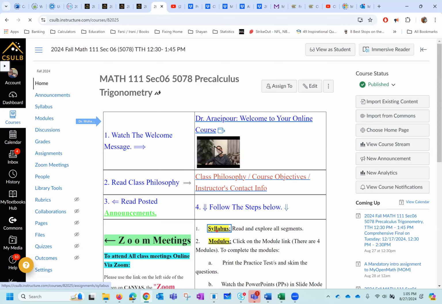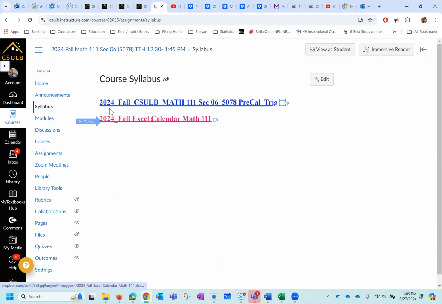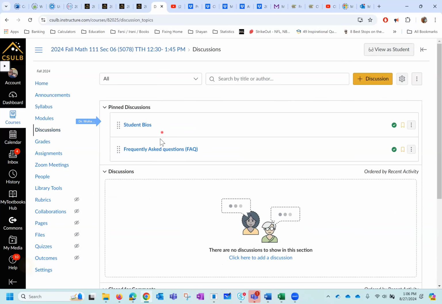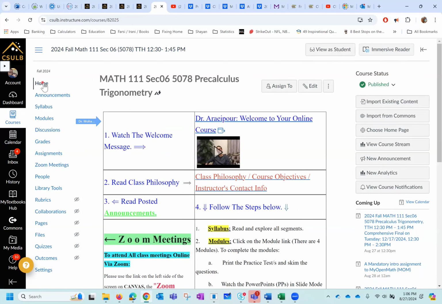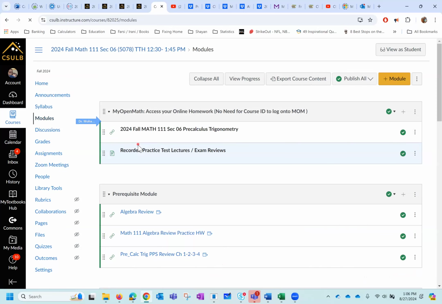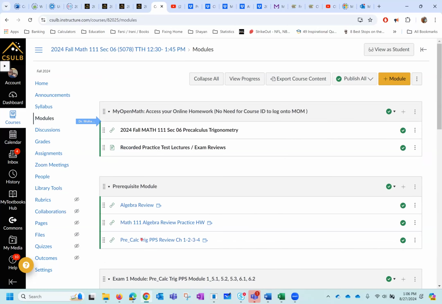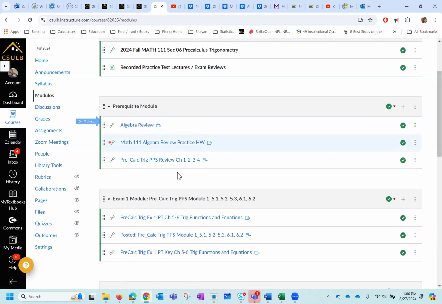We looked at the syllabus. We have the actual syllabus and the Excel calendar. And as far as the discussion is concerned, we have the student bios and frequently asked questions. The last one here would be the modules. Under the modules, at the end, there are some resources like the graphing calculator and final exam review. This is the prereq. Everything is about prior knowledge of mathematics.